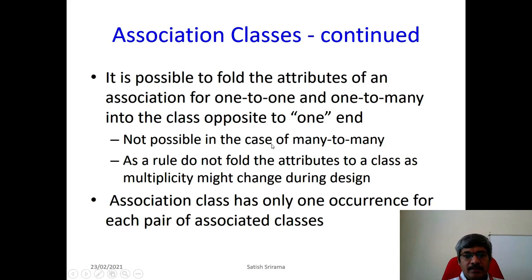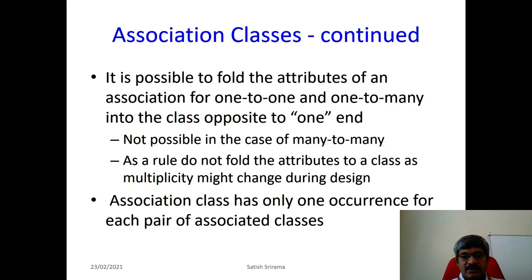If you have a many to many relation, you cannot fold these attributes into either of these classes. So as a rule, do not fold these attributes. If they qualify to be an individual association class, maintain them as an association class.